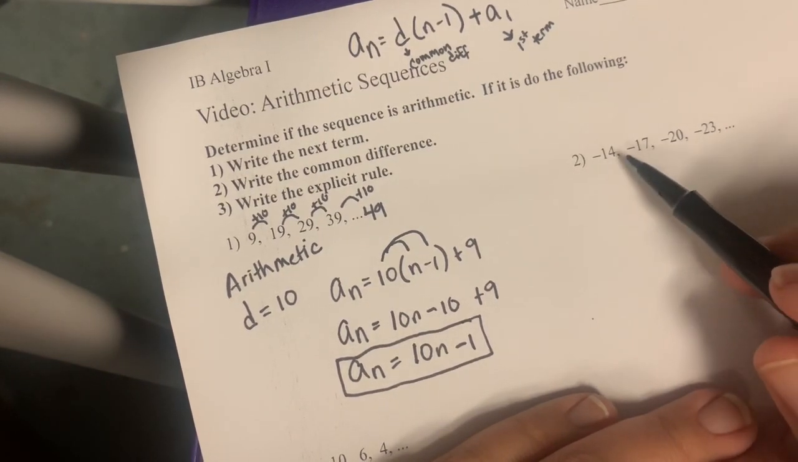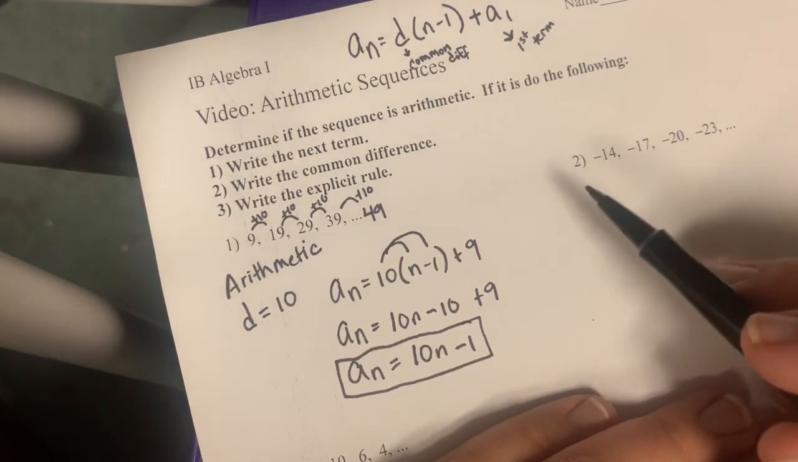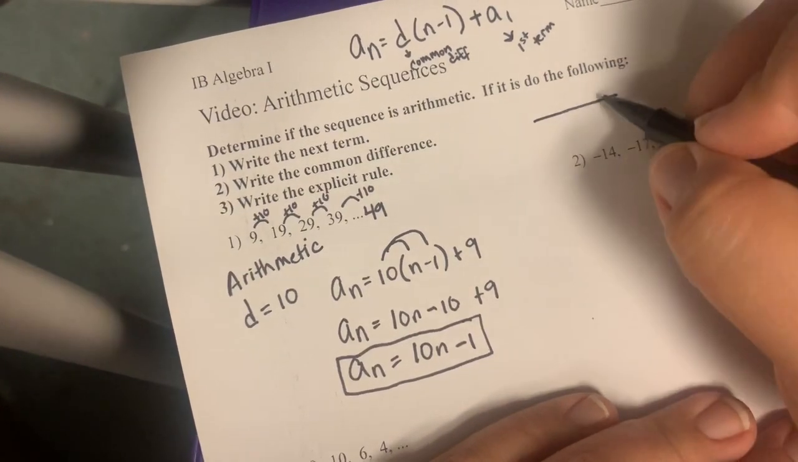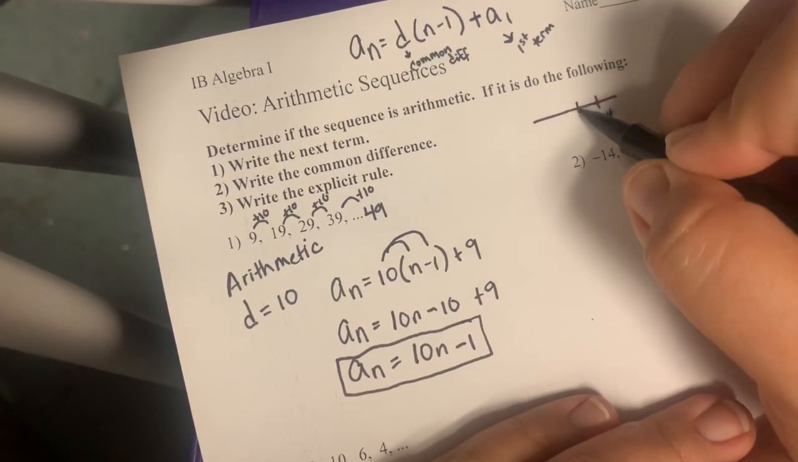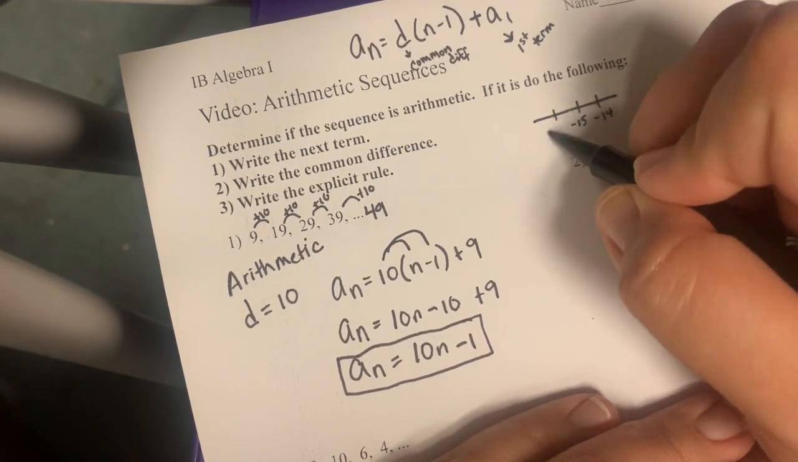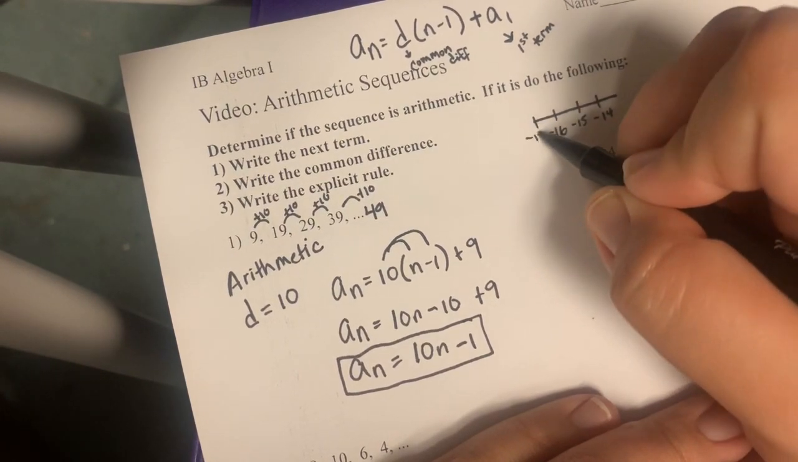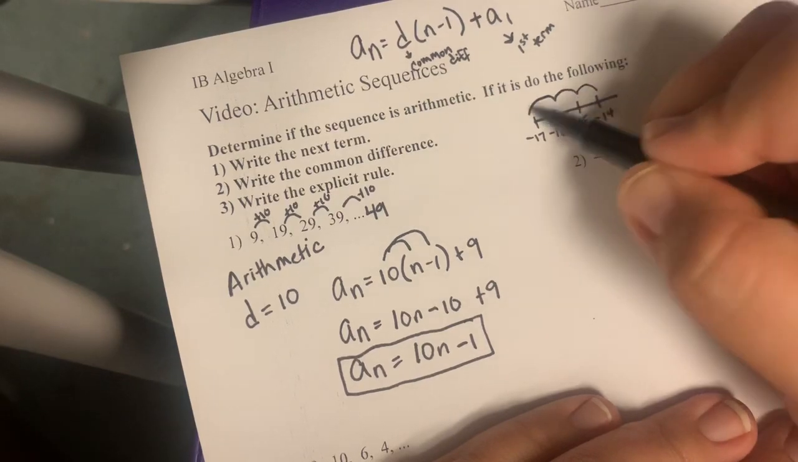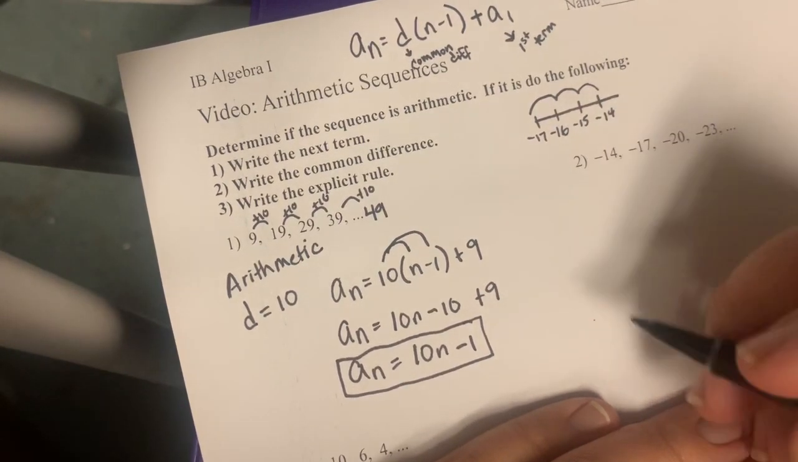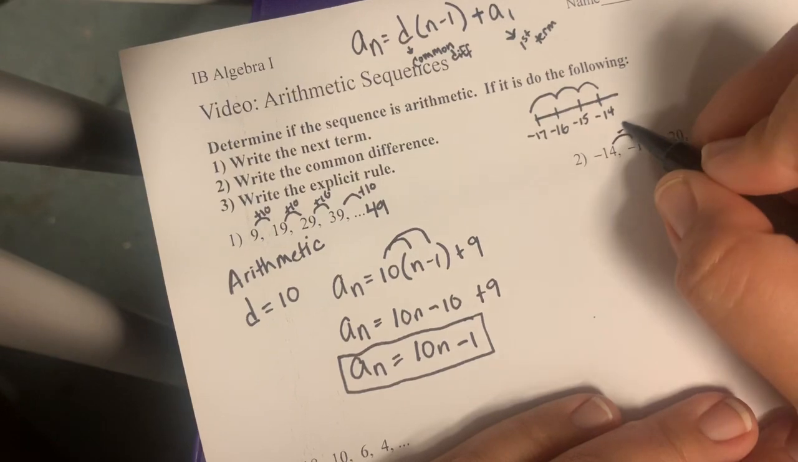So if I'm at negative 14 and I want to go down to negative 17, if you picture the number line, you're at negative 14, you go to negative 15, then negative 16, and then you'll get to negative 17. So I've got to go 1, 2, 3 hops to the left. That means I'm subtracting 3.